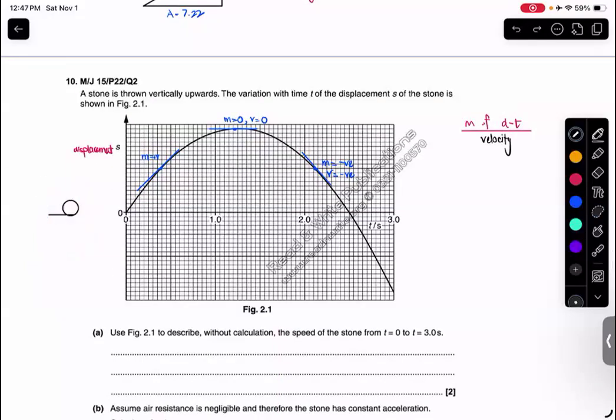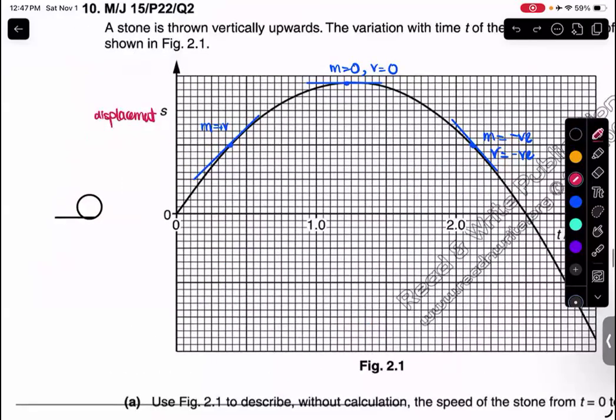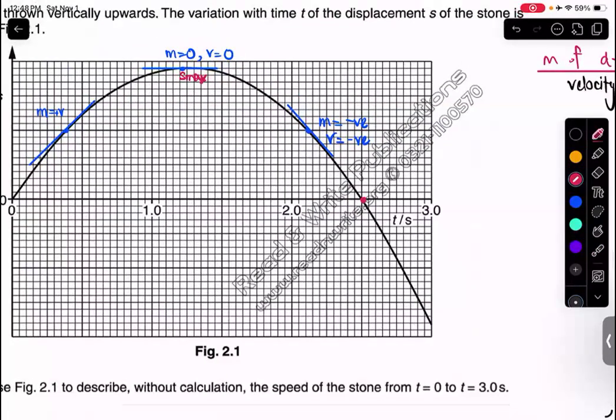Initially, you start from zero, s is equal to zero. Then you throw the ball upwards and it reaches up till this point. So let's call this S max. Then it starts to come down back to zero. Now it's at this point and then it starts to come back to zero. So at this point, you are back at the starting point.